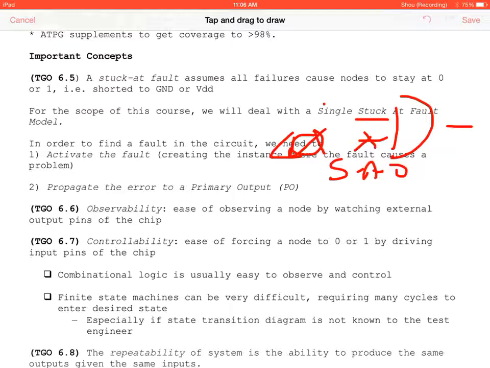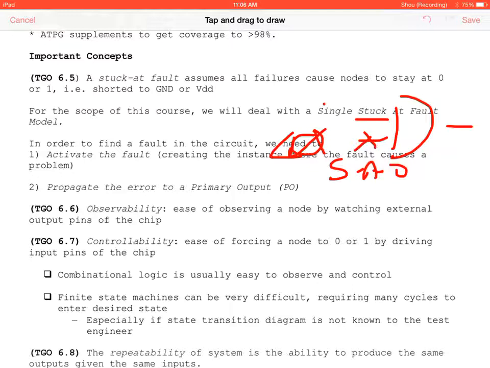And that ability to be able to propagate the error to the output is known as observability, which is TGOs 6.6. It's formally defined as the ease of observing a node by watching external output pins. So if you're trying to observe a stuck at 0 fault, you have to be able to try to propagate a 1 to the output.